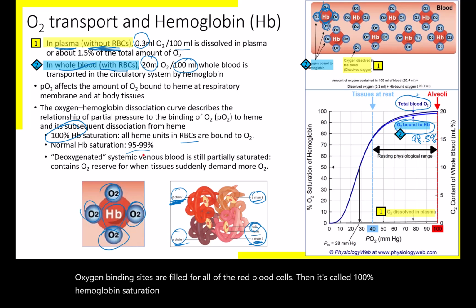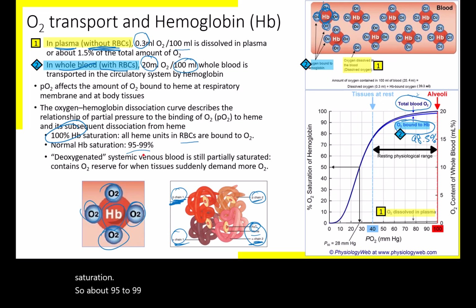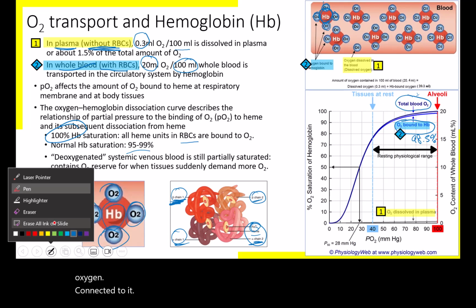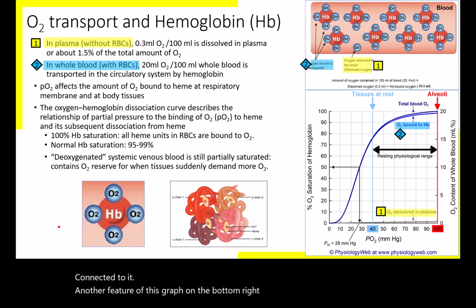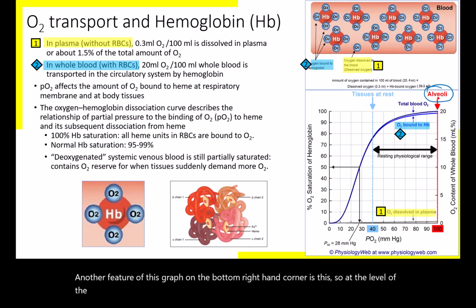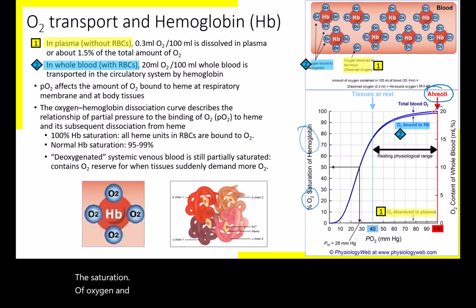Normally, we've got anywhere between 95 to 99% hemoglobin saturation. So about 95 to 99% of the binding sites of each hemoglobin molecule have an oxygen connected to them. Another feature of this graph on the bottom right-hand corner is this. At the level of the alveoli, in the pulmonary capillaries of the lungs, the saturation of oxygen and hemoglobin reaches 100%, right? So this is percent saturation.